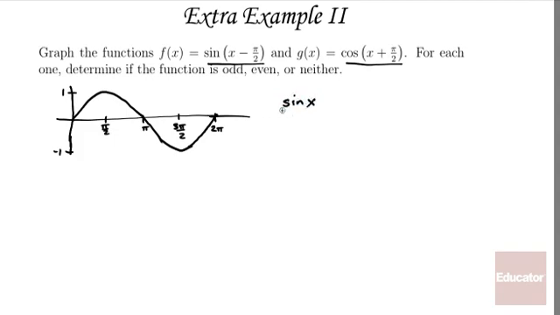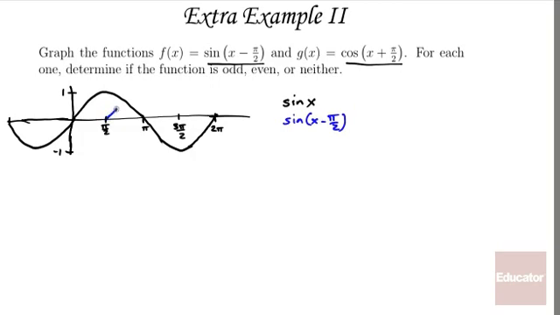Now sine of x minus pi over 2, I'll do that in blue. Sine of x minus pi over 2 takes the graph and shifts it over to the right by pi over 2 units. So I'm going to take this graph in black, extend it a little bit so that I'll know how to shift it, and shift it over to the right by pi over 2 units.